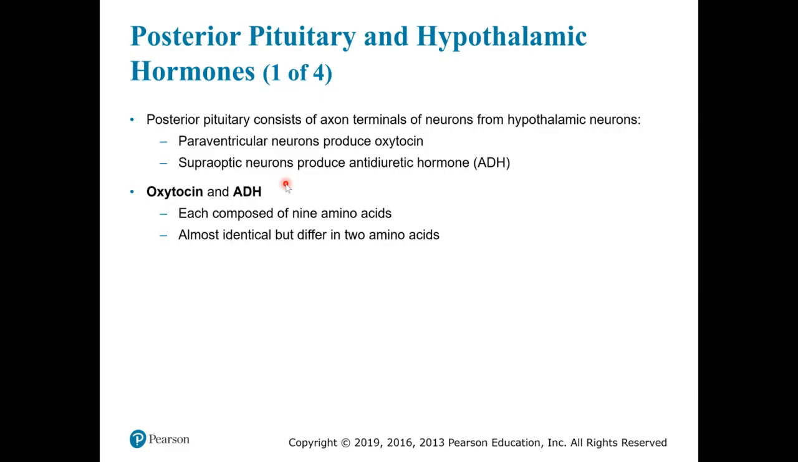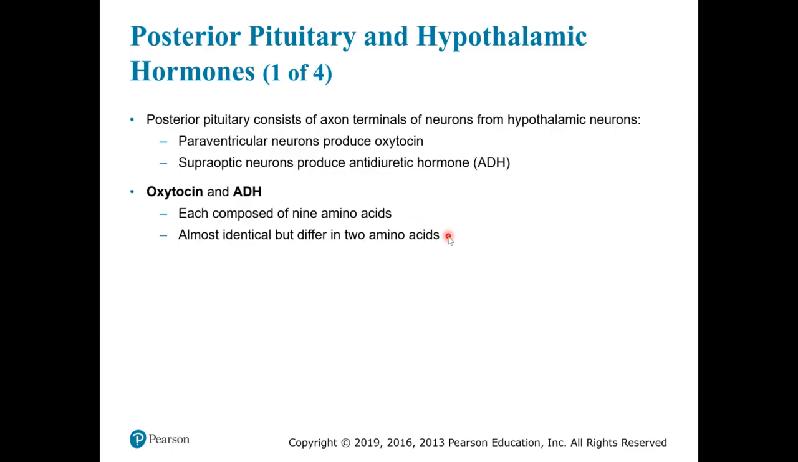So the paraventricular nuclei on the sides of the ventricles produce oxytocin, and the supraoptic nuclei above the optic nerve produce ADH. And interestingly, they're both composed of 9 amino acids. That's a small molecule. So we'll talk about diffusion a little bit later, but diffusion happens faster when the particles are smaller. So a small molecule like 9 amino acids is going to diffuse quite well.